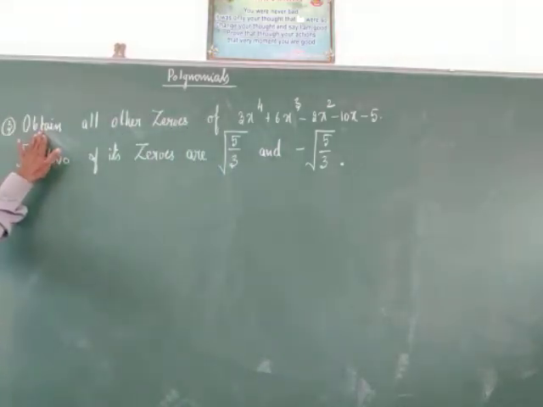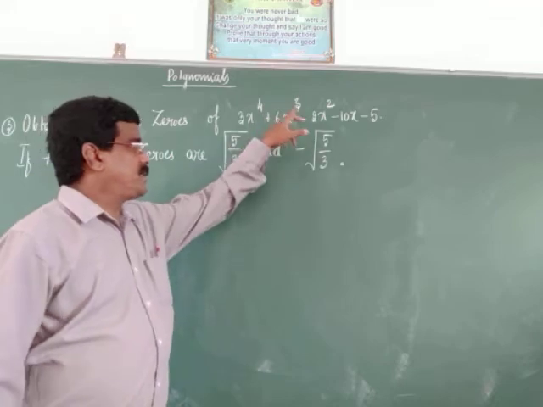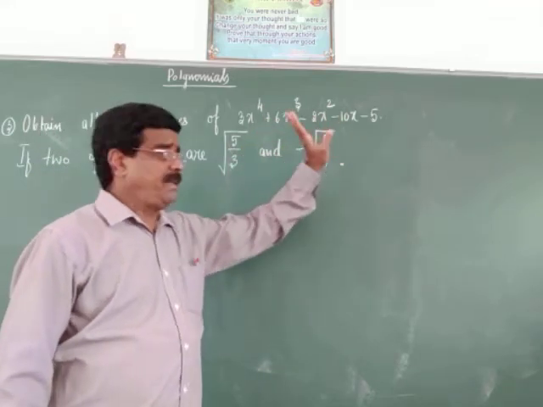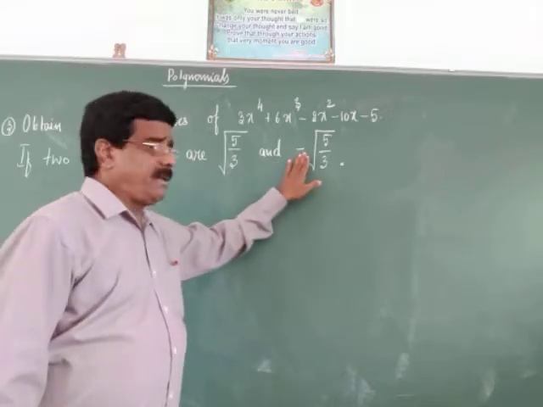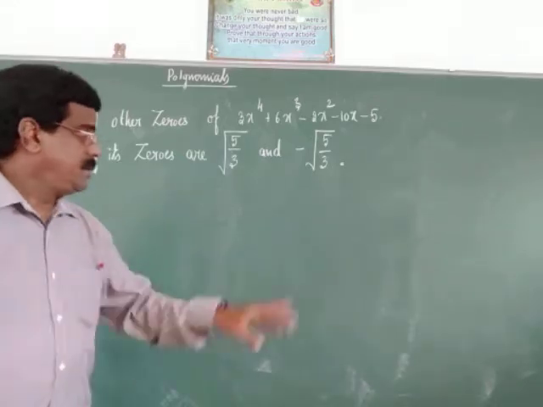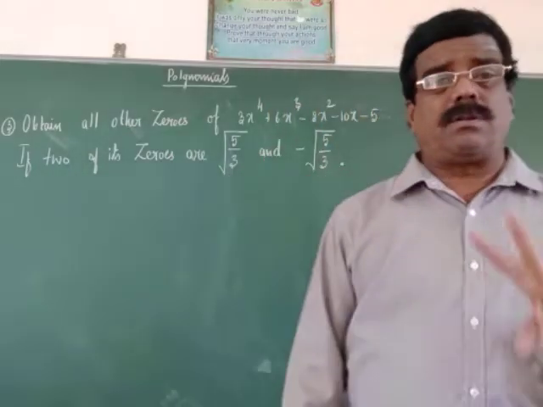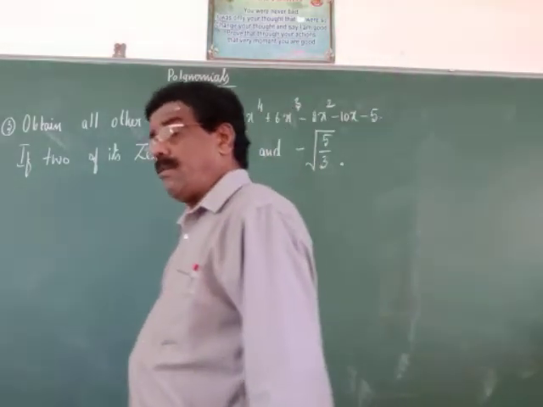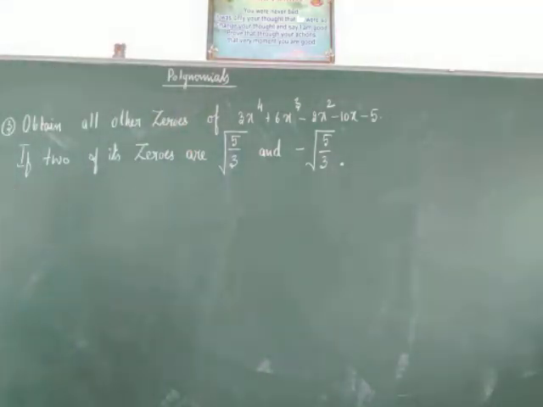Obtain all other zeros of 3x to the power of 4 plus 6x cube minus 2x square minus 10x minus 5, if two of its zeros are root of 5 by 3 and minus root of 5 by 3. See, children, two zeros are given here. By using two zeros, you can find a quadratic polynomial that I taught you in the previous class. So anyhow, let us revise once again.